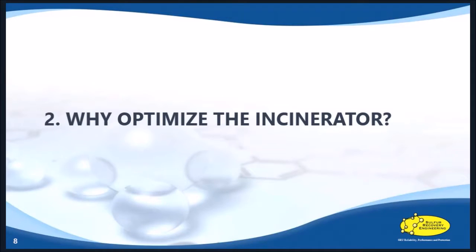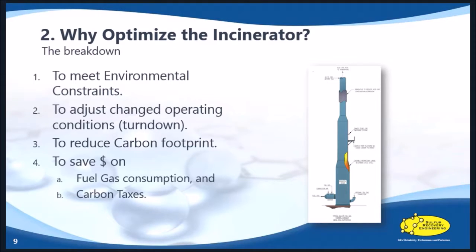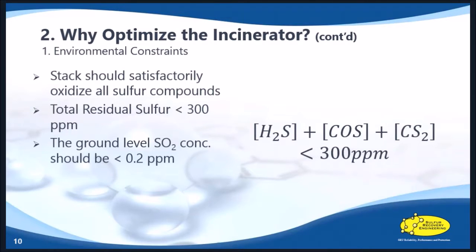So the key question is why optimize the incinerator. There are four key parameters which drive us to make this decision. It could be one of them or it could be a combination of them. The first one is to meet environmental constraints. The second is to adjust to changing operating conditions. Third, to reduce carbon footprint. And fourth, to save money. So let's go and discuss a little bit more about each parameter. Environmental constraints.